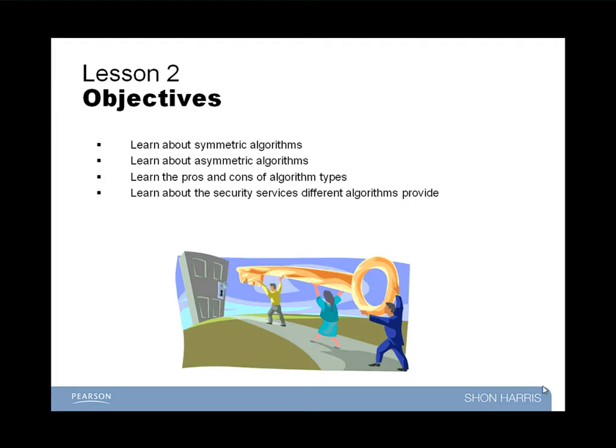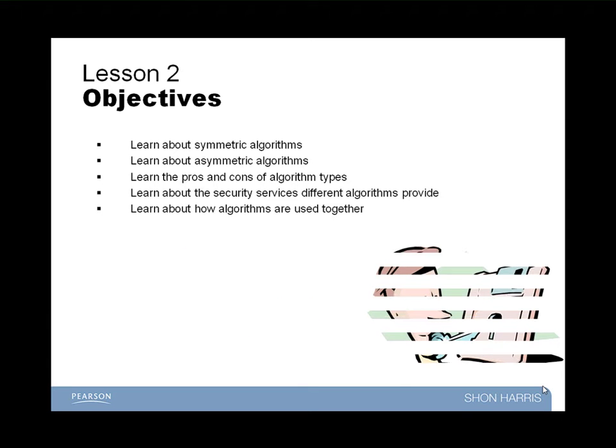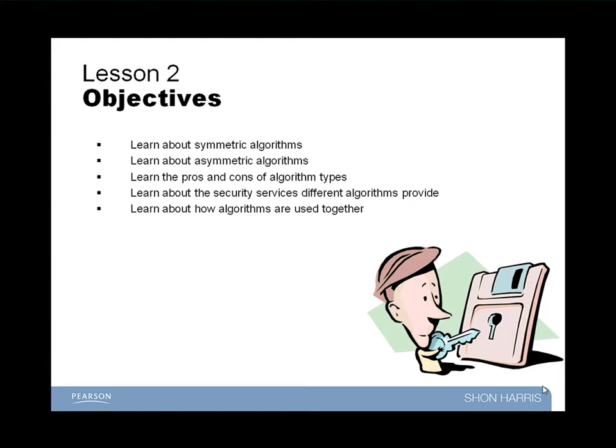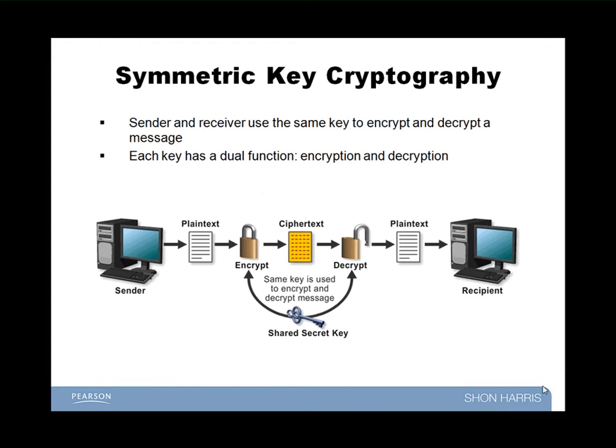Then we also need to understand the security services that are provided by the different algorithm types. These security services would be confidentiality, integrity, authentication, or non-repudiation. And we will understand a digital envelope, which is how the symmetric and asymmetric algorithms are used together.